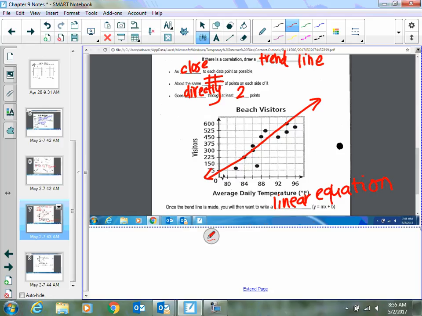So I'm going to pick 84. When the temperature is 84, they think there's 225 visitors. And when the temperature is 86, they say there's 300 visitors. They have to fall on your trend line. You can't just pick any 2 random points. They have to be 2 that fall on your trend line. Everybody with me? All right, so find the slope right now. Find the slope at your table.